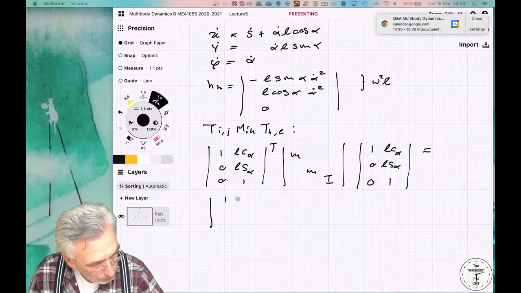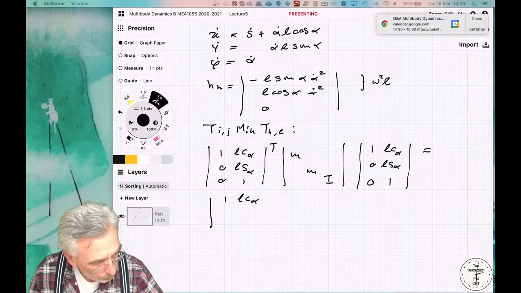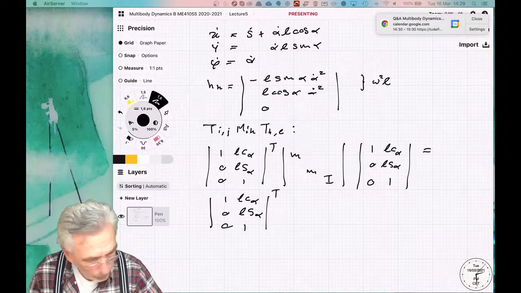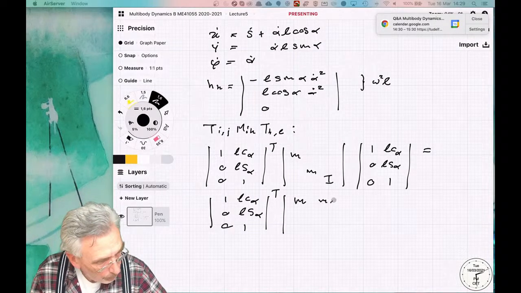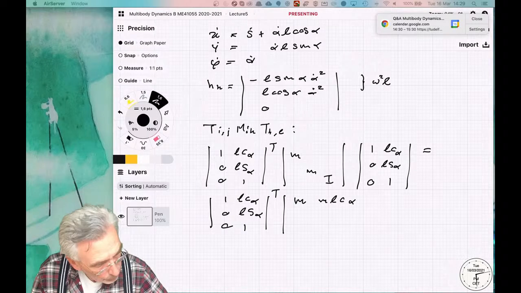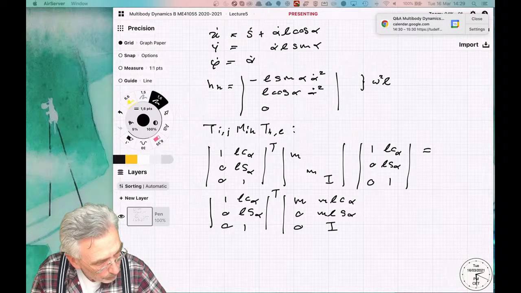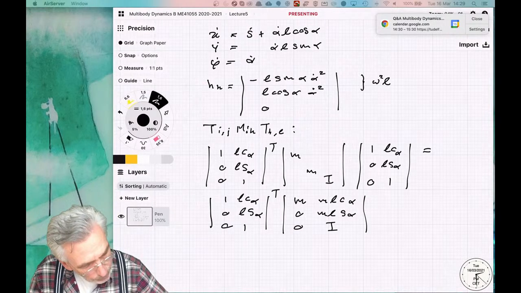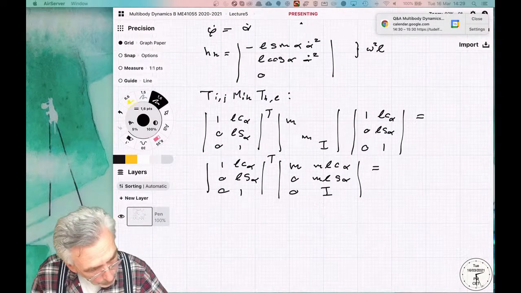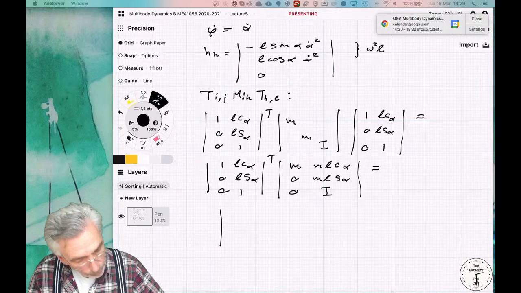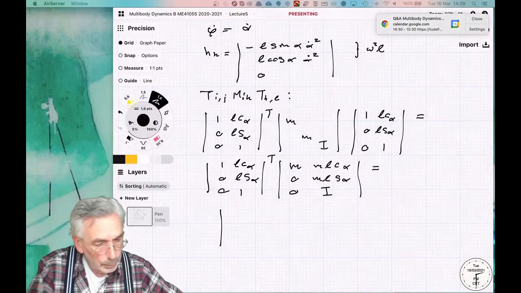But maybe you like the long route, where we say, no, we don't take any shortcuts. So it's m, and this is ml cosine alpha, and this is 0, and this is ml sine alpha, and this is 0, and this is I, just the diagonal multiplication with these guys. And then the final outcome of this is, of course, a matrix, which is okay.